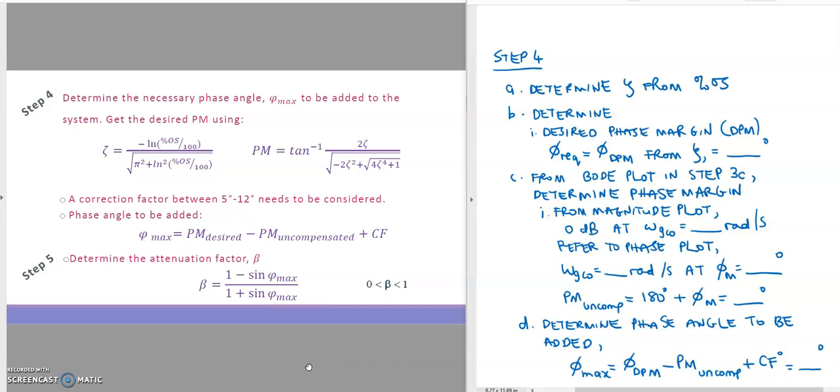Assalamualaikum and hi, we continue back on frequency response design via compensator, part 3. So the last one, we stopped at step 3.